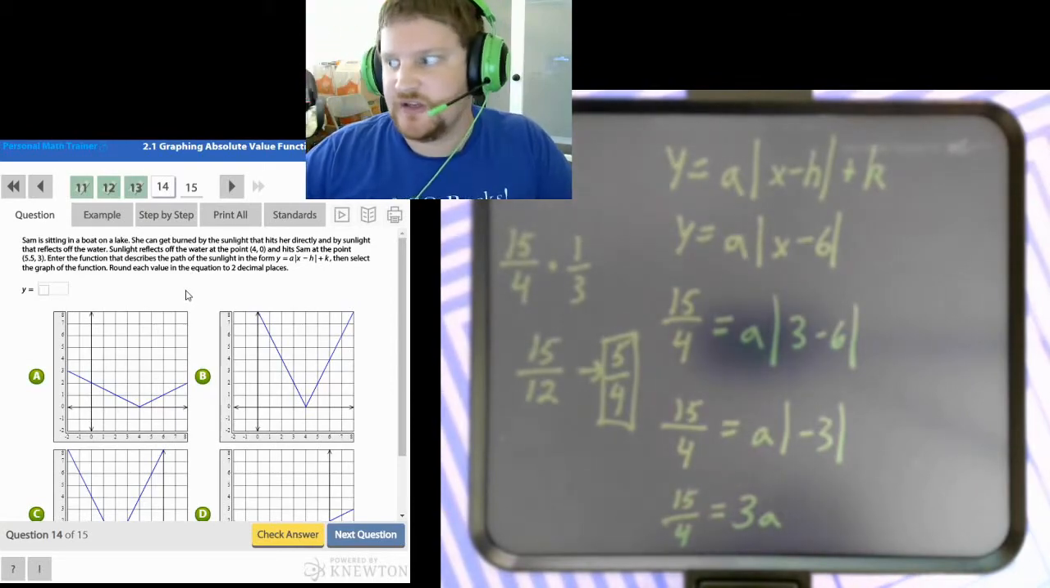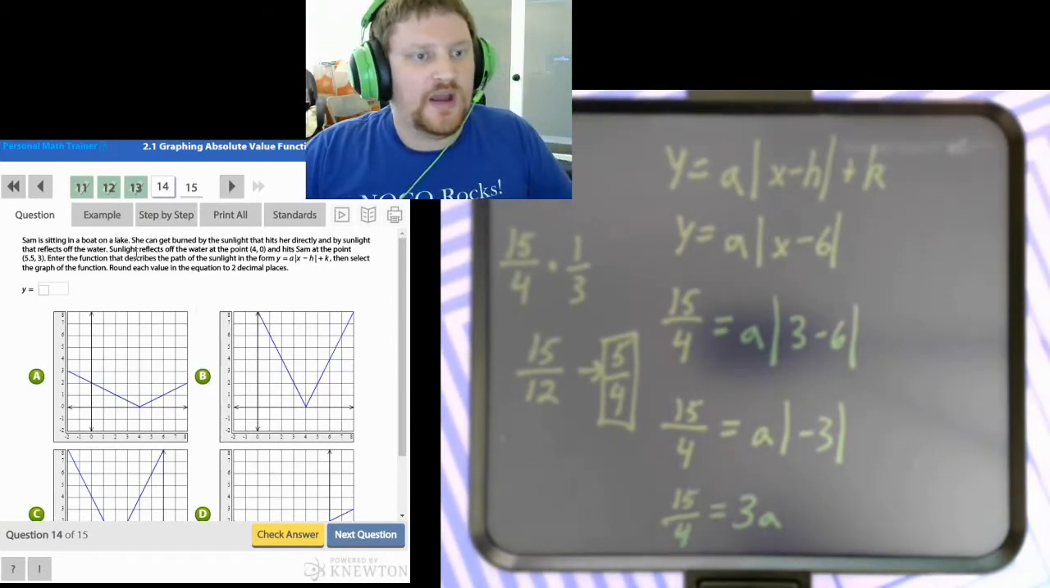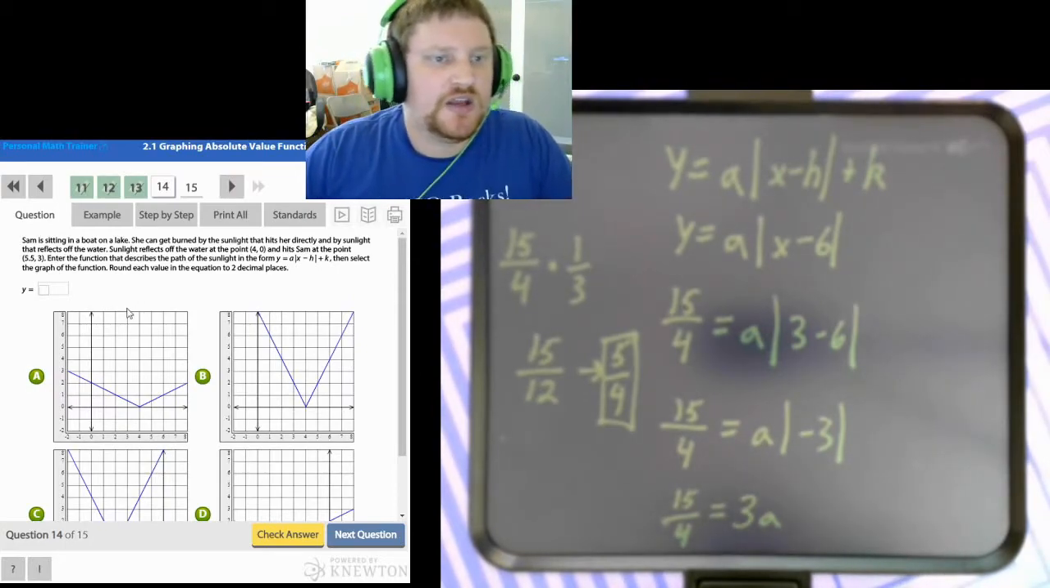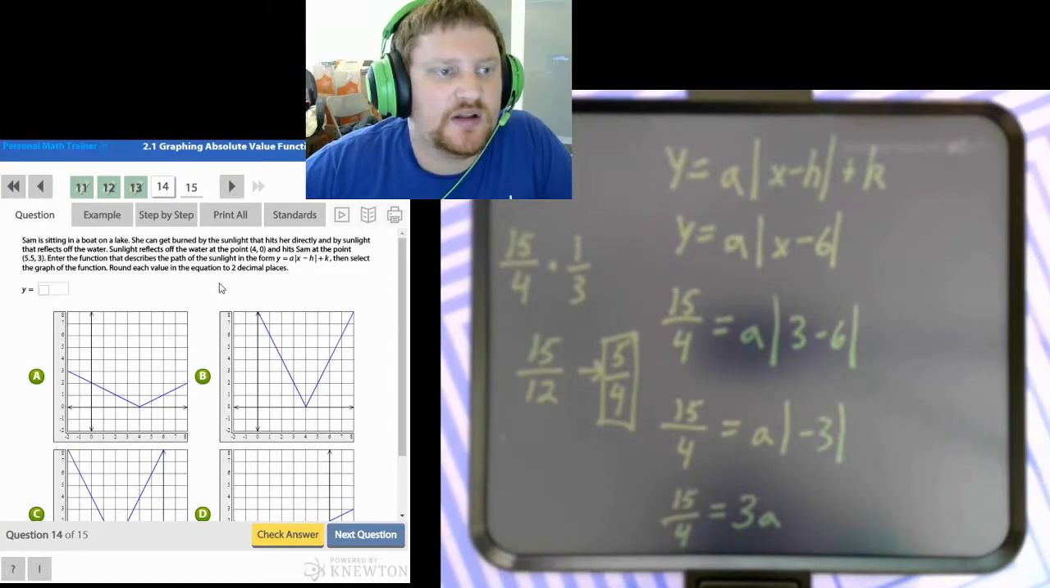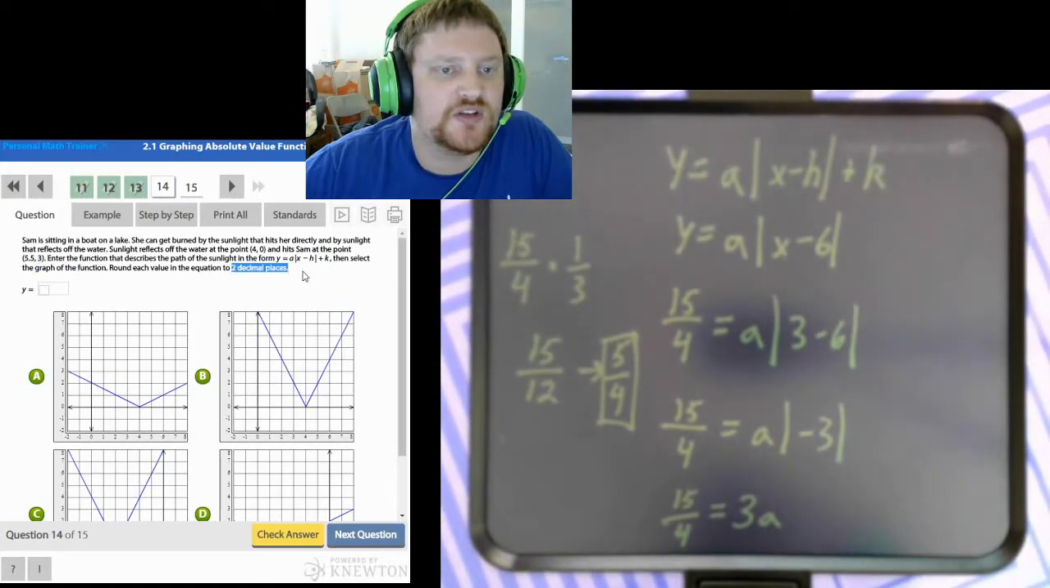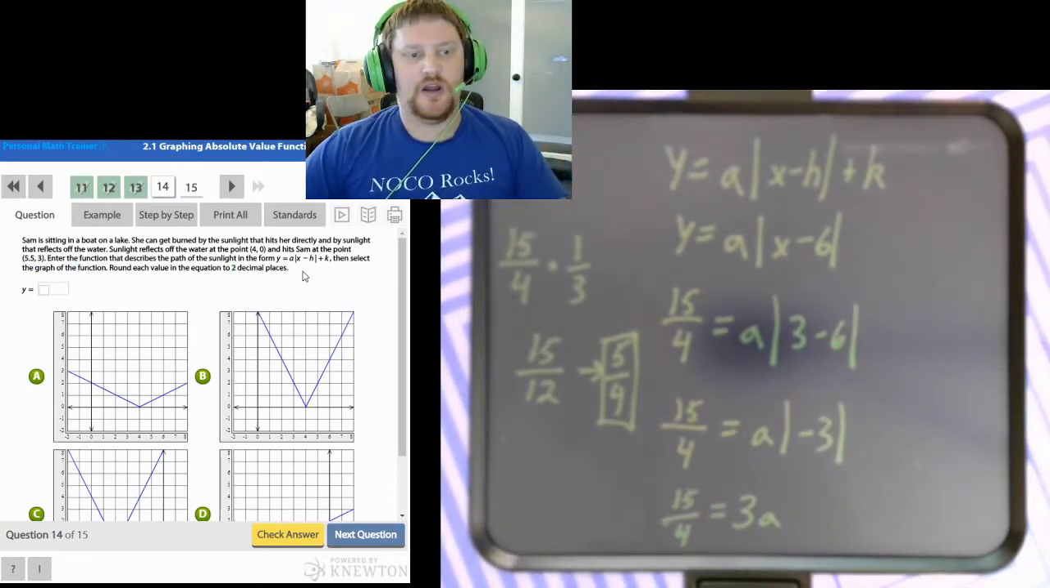On to number 14. We have Sam is sitting in a boat on a lake. She can get burned by the sunlight that hits her directly and by sunlight that reflects off the water. If the sunlight reflects off the water at point 40 and hits Sam at the point 5.5, 3, enter the function that describes the path of the sunlight in the standard form we've been using, then select the graph of the function. Round each value of the equation to 2 decimal places. Alright.